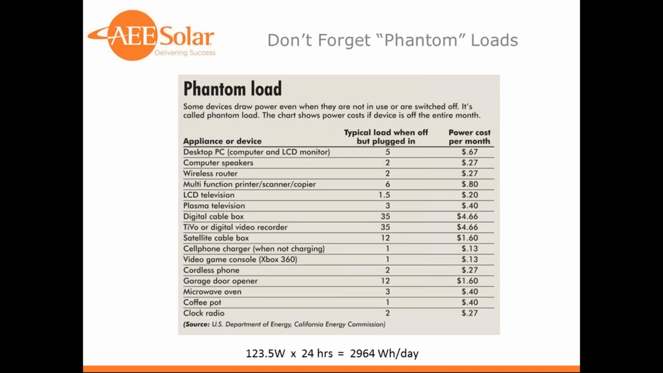Computer and speakers and routers and cell phones and satellite cable box, maybe plasma television. You can have a microwave oven. Anything that has a digital display that's on is going to draw energy. And these things add up. Like you can see from this list, it's about 123 watts. Well, running 24 hours a day, that's almost 3 kilowatt hours of energy in a day. So we need to be aware of these phantom loads and not forget to include them. I do recommend putting as many of these loads on switchable outlets or plug strips to turn them off in times of low sun to reduce consumption.